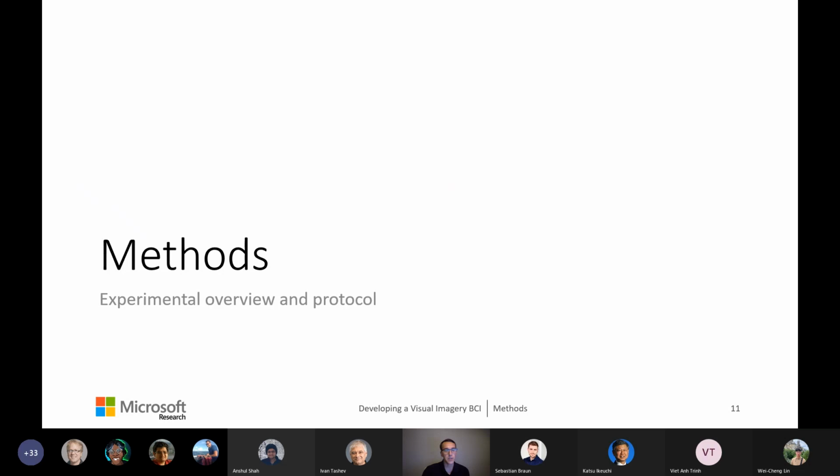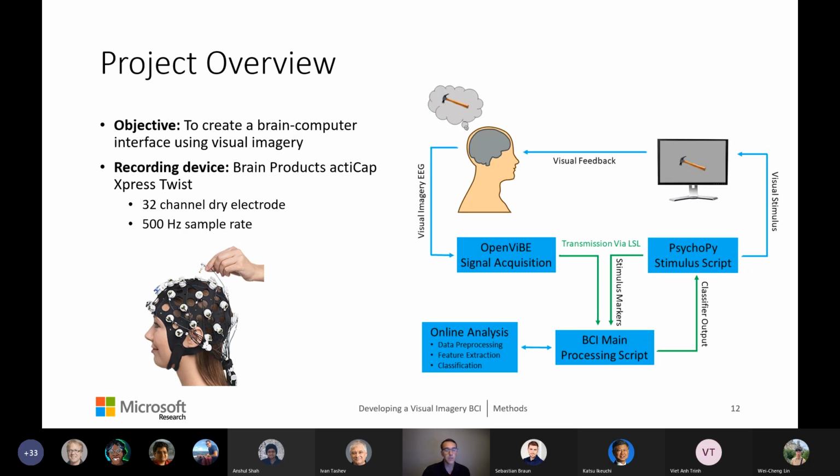So next I'll talk a little bit about my experimental methods and the protocol that I used here. The objective of my project was to create a brain-computer interface using a visual imagery control paradigm. And the recording device that I used for this experiment was the Brain Products ActiCap Express Twist. So this cap featured 32 channels of dry electrodes with a 500 hertz sample rate.